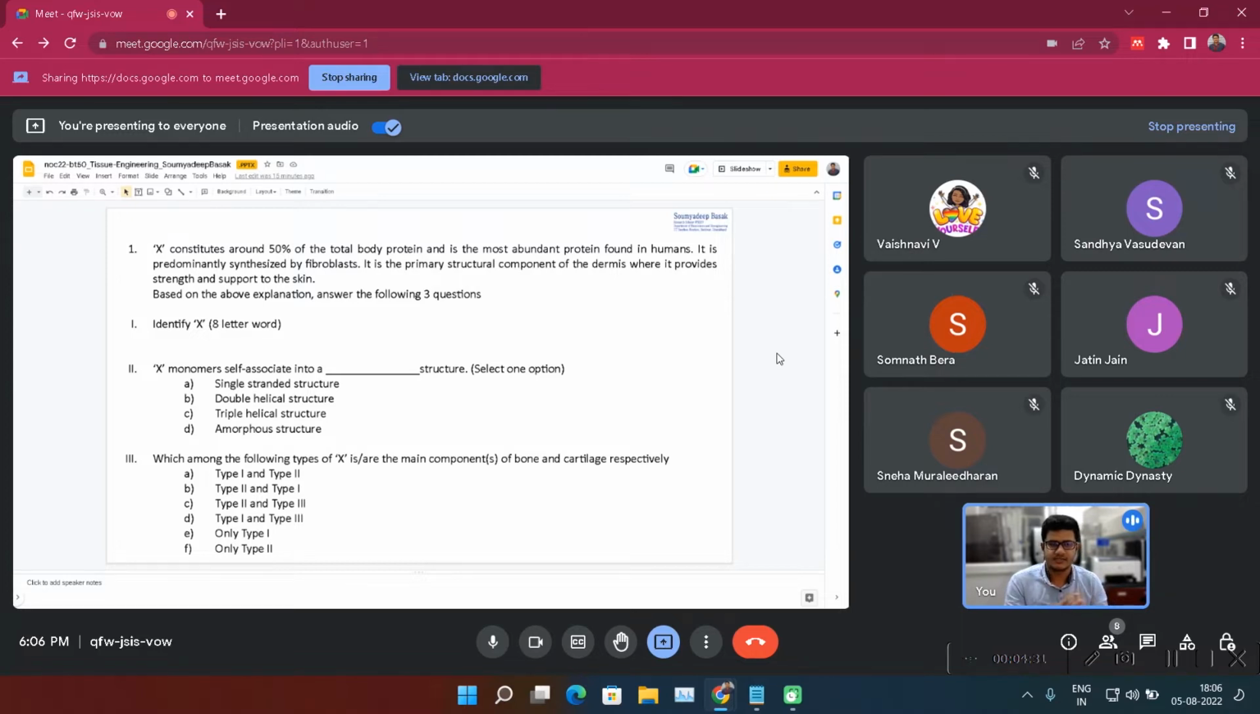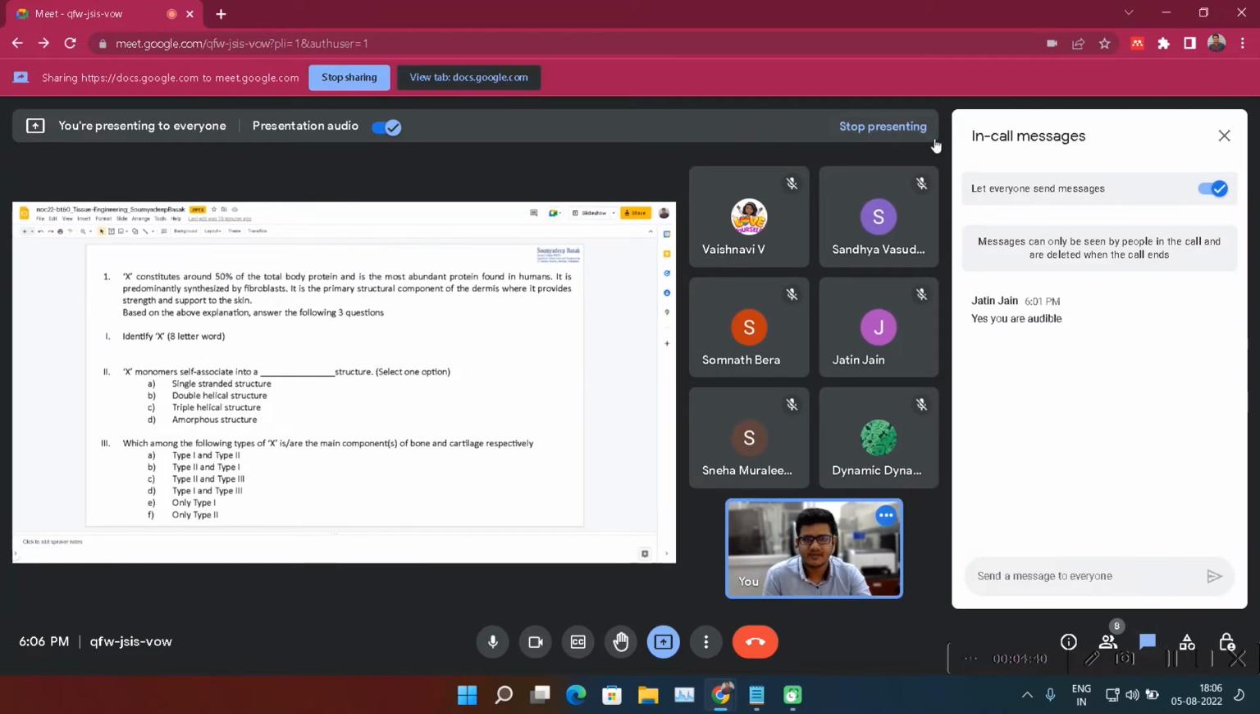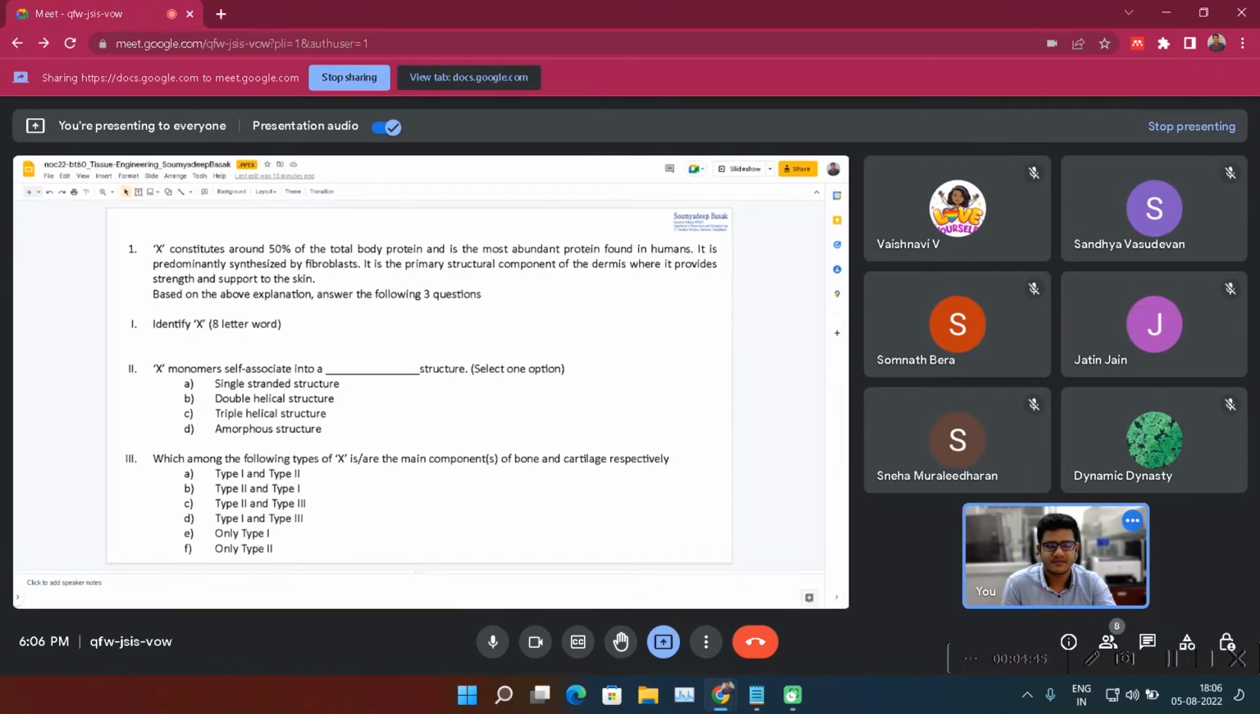You can use the chat box. I encourage you to engage in this answering. So, what do you think? What would be the material? It is 50% of the total body protein. So, what will be the protein? It is collagen. Yes, it is collagen, right?